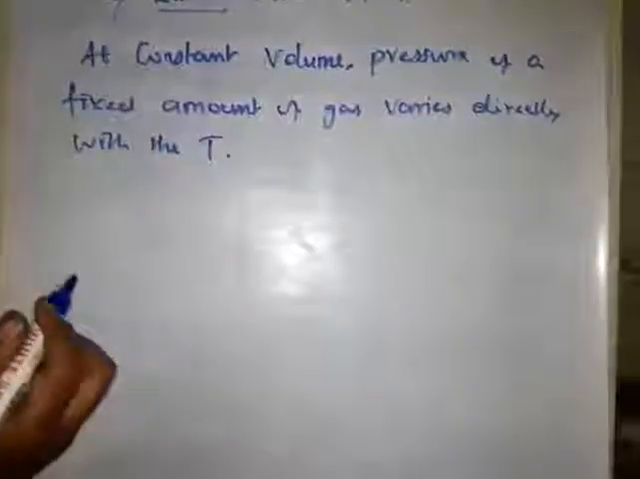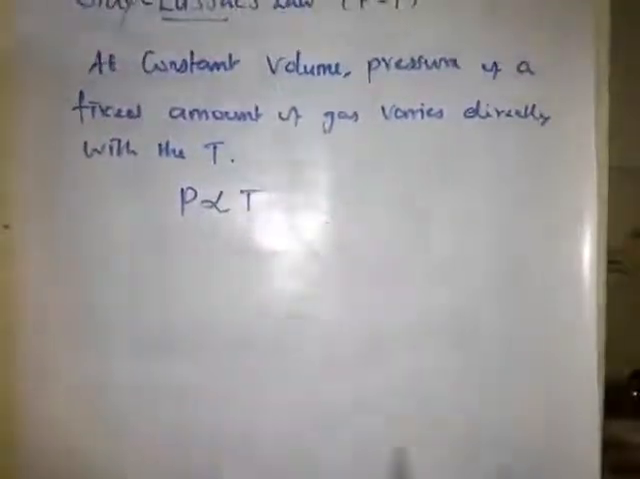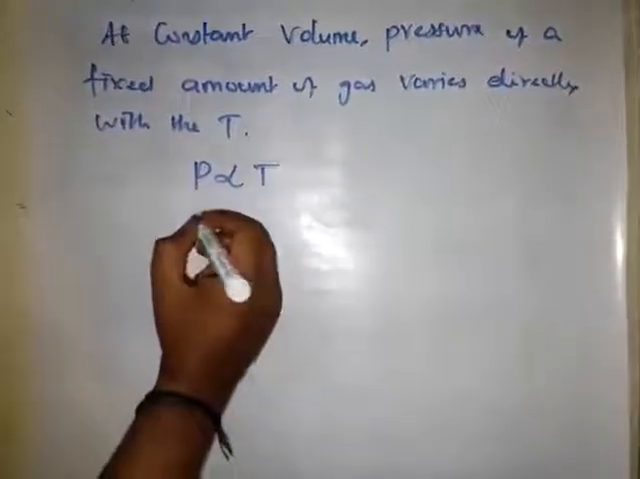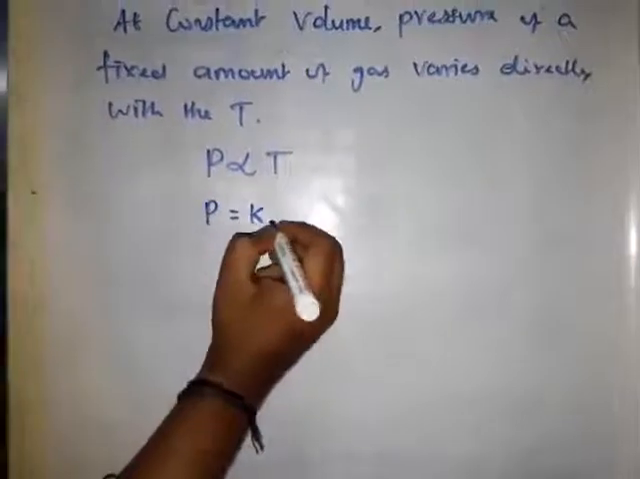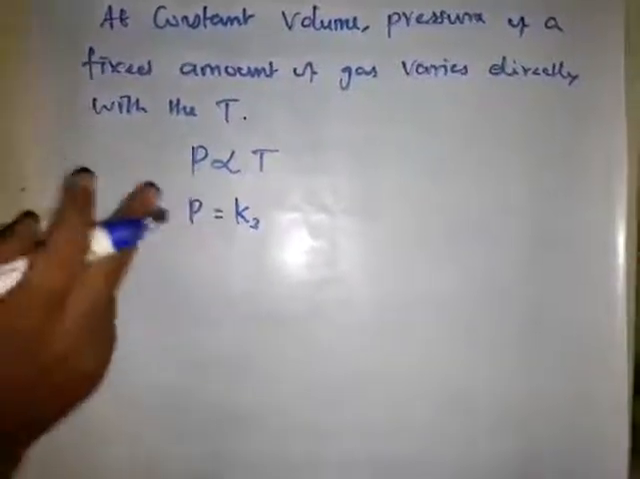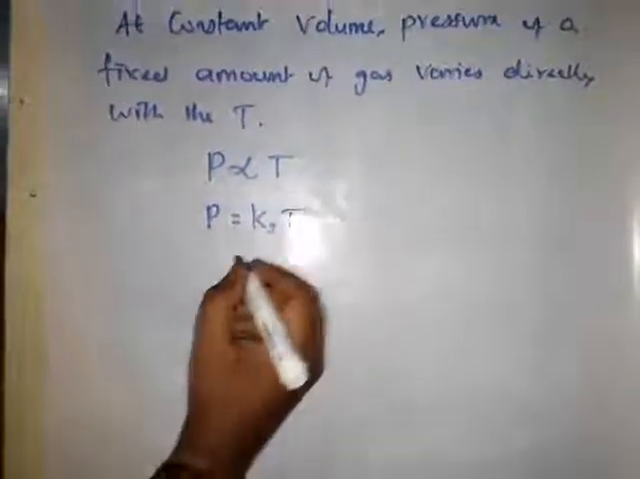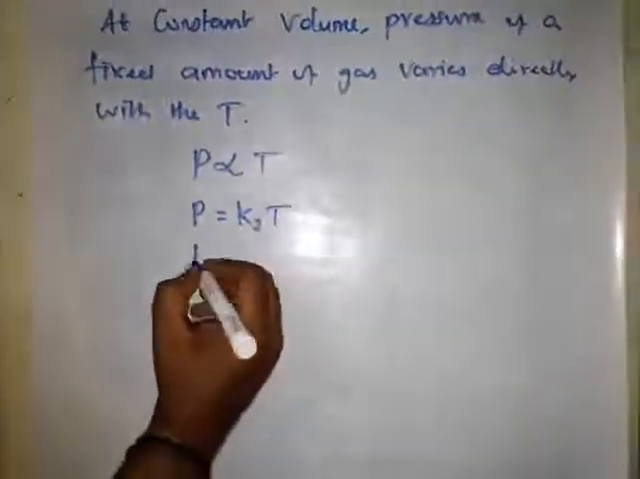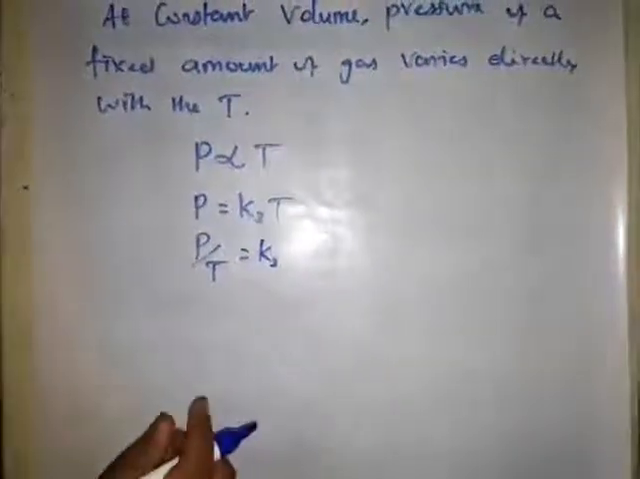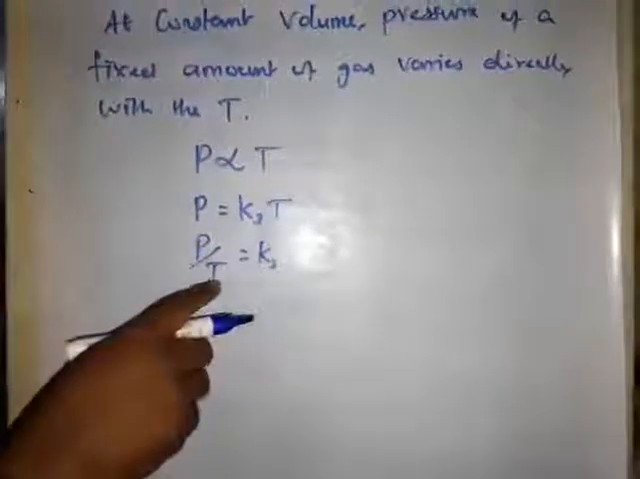So the mathematical expression is P is directly proportional to T. We use the proportionality constant here, so P is equal to K3. K1 and K2 are already finished in the previous laws, Boyle's law and Charles' law. So P equals K3 into T, and the final term will be P by T is equal to K3. This relationship can be derived from Boyle's law and Charles' law.